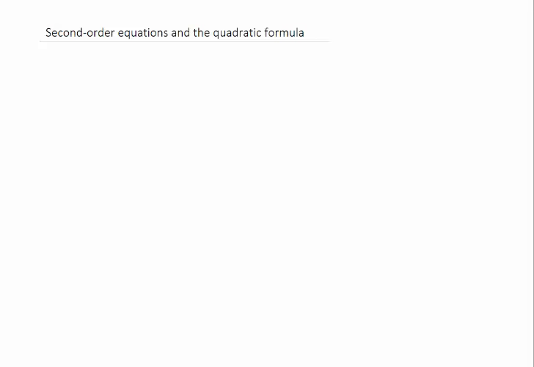Now we're going to talk about second order equations. What do I mean by second order equations? I mean that they contain an x squared. So they could also contain an x to the power 1, but they contain an x squared. And that means that they have up to 2 possible answers. Up to 2 possible answers.